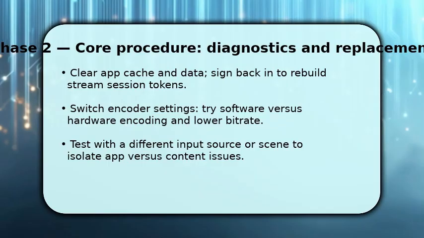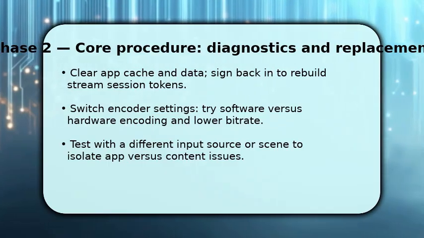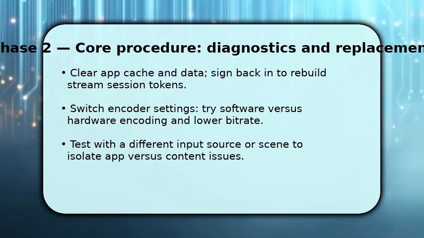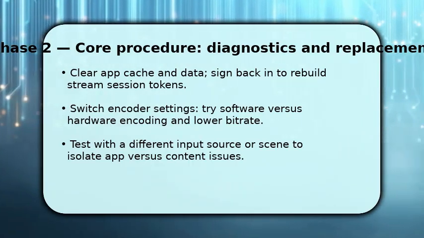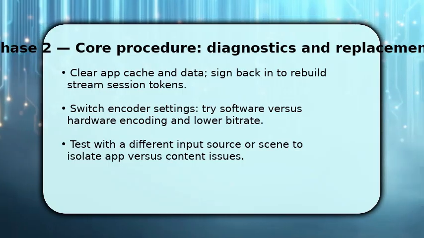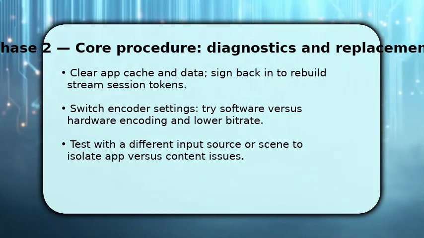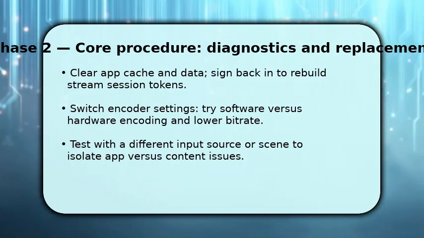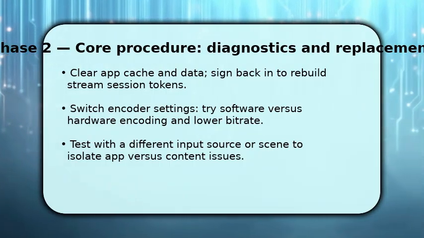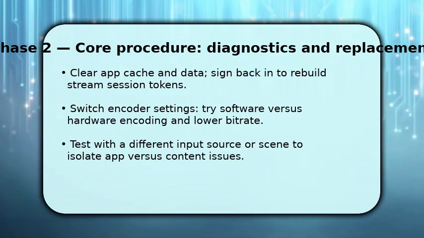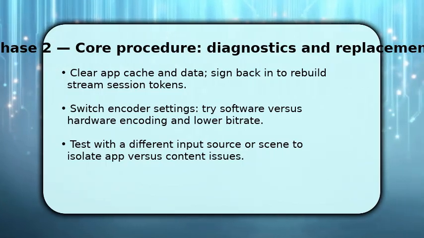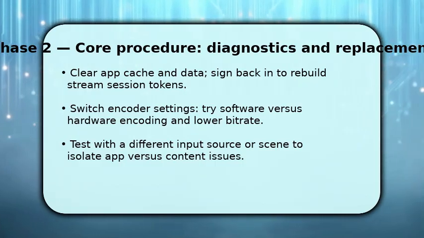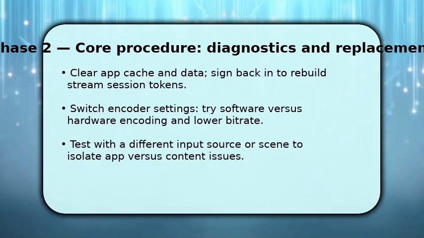You now move into the detailed execution. Clear the app cache and data to remove corrupt session files, then sign back in so stream tokens rebuild correctly. This often fixes initialization failures. Next, adjust encoder settings, switch between hardware and software encoding, and lower the bitrate to reduce overload, because encoders can fail silently. Finally, test a different input, or scene, to determine whether the black screen is caused by a particular source or the app itself.